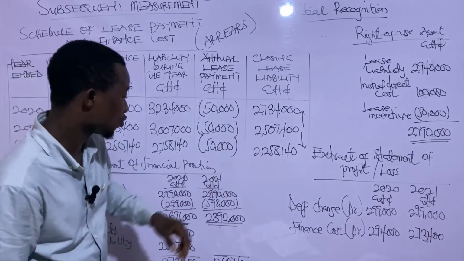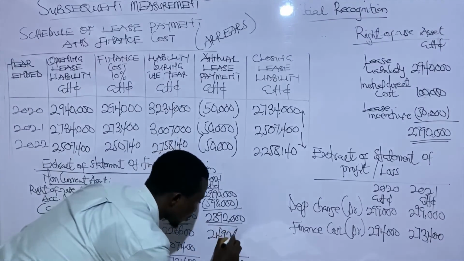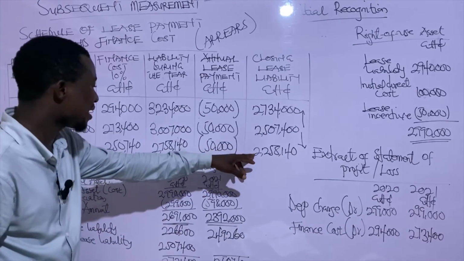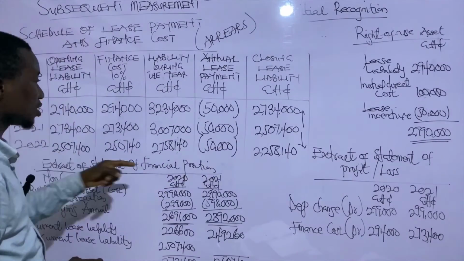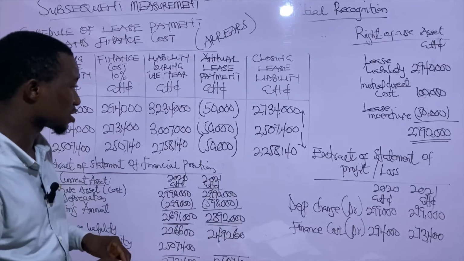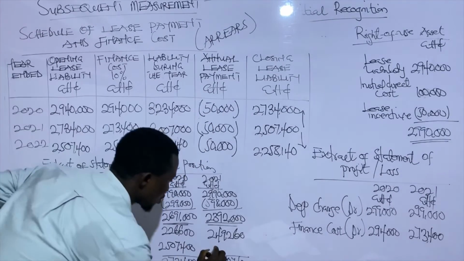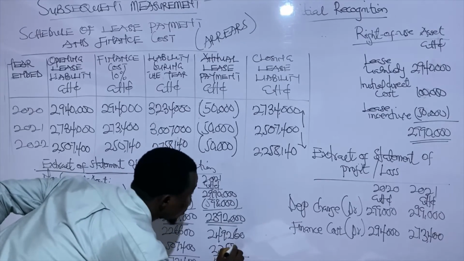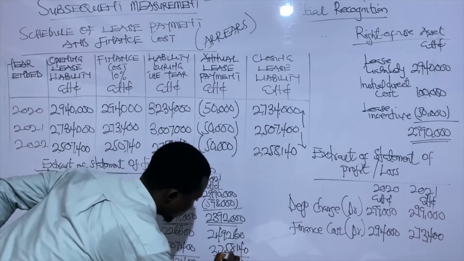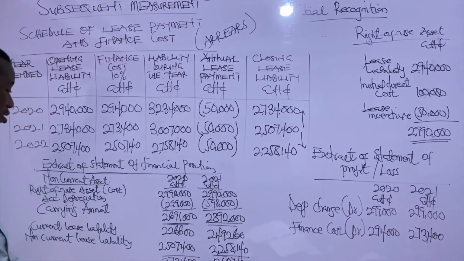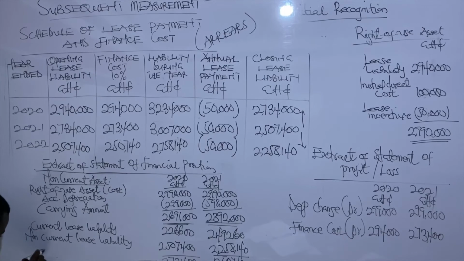So the difference between these two is 249,260. So the remaining liability that A Limited wasn't able to pay in 2022 is 2,258,140. And this remaining is the non-current component that A Limited wasn't able to pay in 2021. That is 2,258,140. Is that okay? So this is the non-current component. So if you add the current to the non-current, you arrive at the gross liability. So I will say this is the gross or the total liability. Let me say total lease liability.